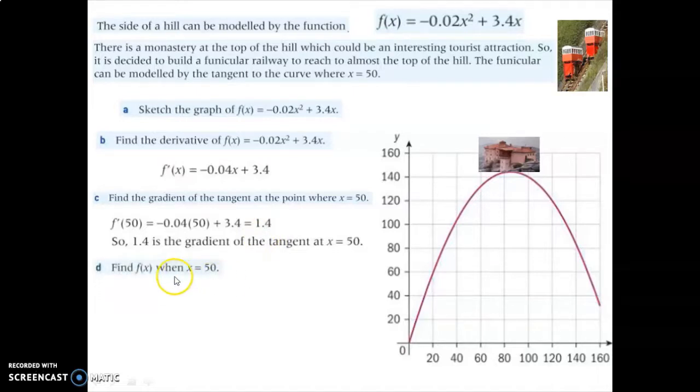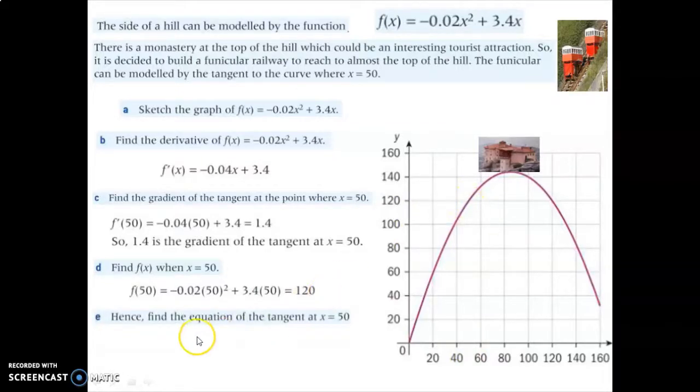Part D. Find f of x when x equals 50. So now this is not the gradient, and this is not the derivative anymore. This is the original function. So it says, what is the original function equal to when x equals 50? So put that 50 back in the original. Alright, and what we get there is 120. And that means the coordinate on the original graph is when x is 50, y is 120. And we can see that here, when x is 50, y is 120. So we've just basically found a coordinate.